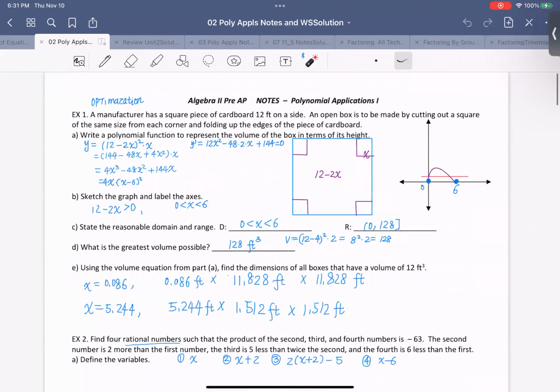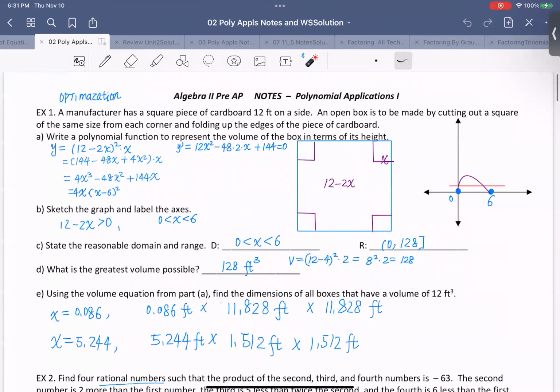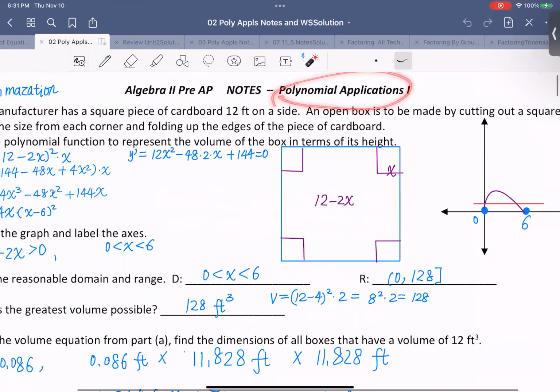Okay, let's start. We will learn some types called optimization questions using polynomials.